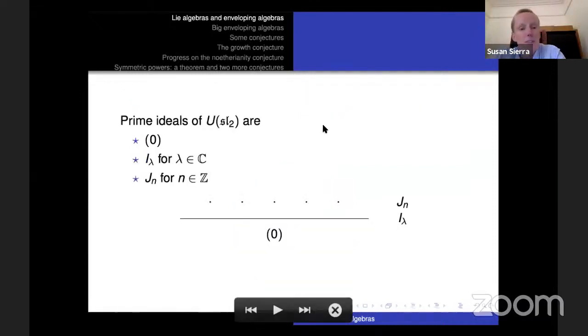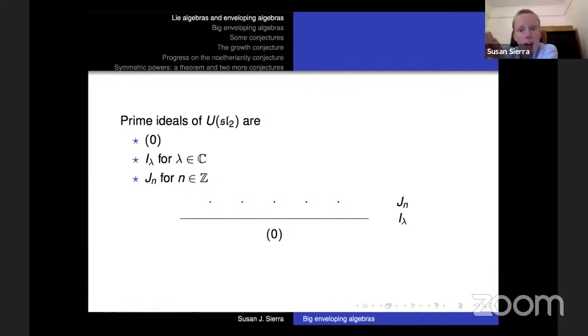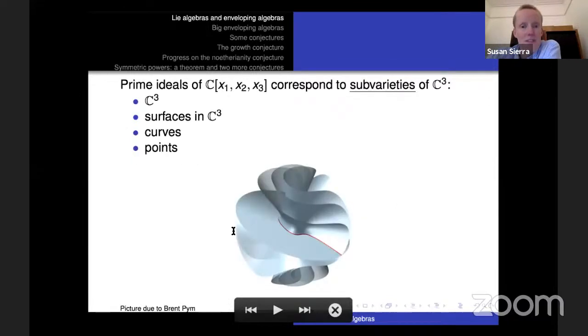So the enveloping algebra of SL2 has many fewer prime ideals. I've got 0, that's prime. For every complex number, I have an ideal which I've called I lambda. And then for the non-integer lambdas, the I lambdas are maximal. But for the integer lambdas, the I lambdas are not maximal, and there are these bigger ideals, J sub n, containing them. So the picture of the ideals of U of SL2 looks like this, rather than like this geometric picture here.